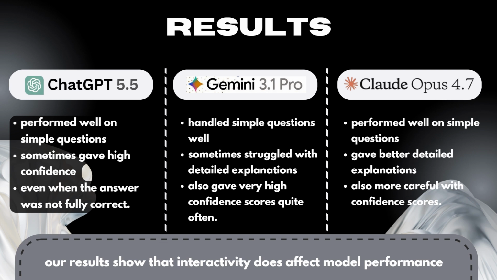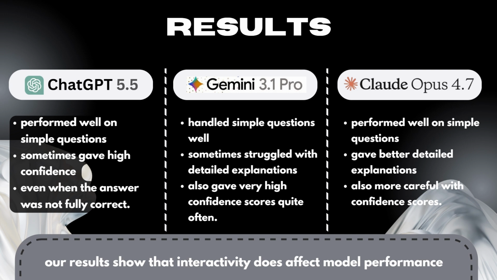From the results, all three models did well on simple chart questions, especially when the answer was clearly shown as a label, tooltip, or visible value. However, we also found differences between the models. ChatGPT performed well on simple questions, but sometimes gave high confidence even when the answer was not fully correct.